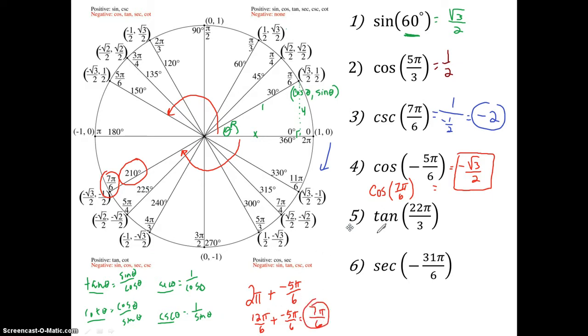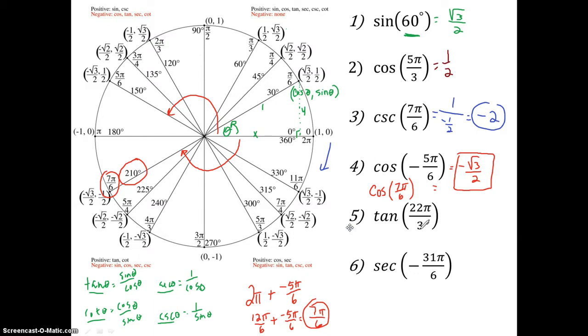All right, so let's look at number 5 here. Tangent of 22 pi over 3. Now this is a different case in that we've gone around the circle more than once. So how many times around the circle have we gone? Well, remember that every 2 pi is going to be 1 revolution. So every 2 pi is going to take us back to the start.